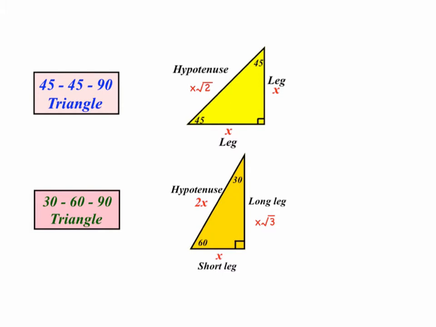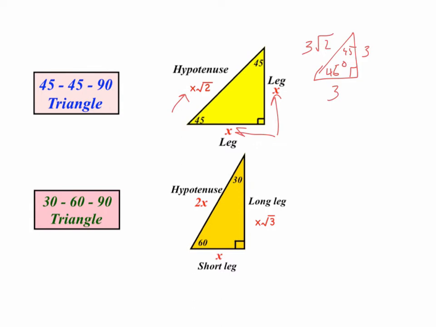If you have a 45-45-90 triangle, 2 of the legs are going to be the same. Those are the legs. And whatever that length is, the length of the hypotenuse is the length of those legs times the square root of 2. So, for example, if I have a 45-45-90 and my leg is 3 inches long, the other leg is 3 inches long, and the hypotenuse would be 3 times the square root of 2.